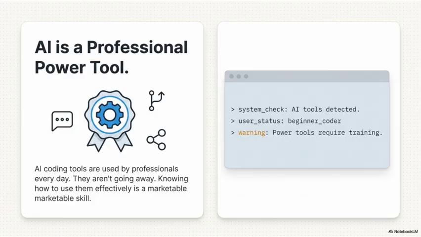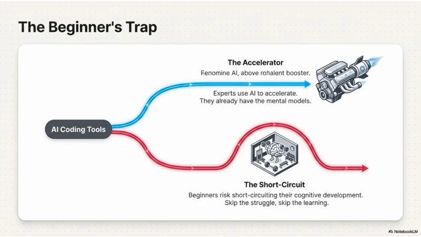An inexperienced user with a power tool doesn't get professional results. They get dangerous results. The terminal output on the right reads: warning, power tools require training. That warning applies here. So the goal of this module is not to restrict AI, but to train you to use it in a way that makes you more capable, not less.